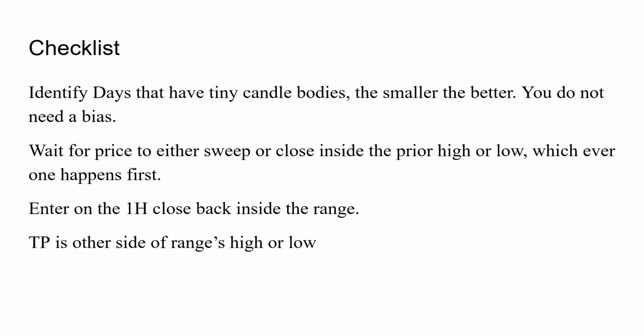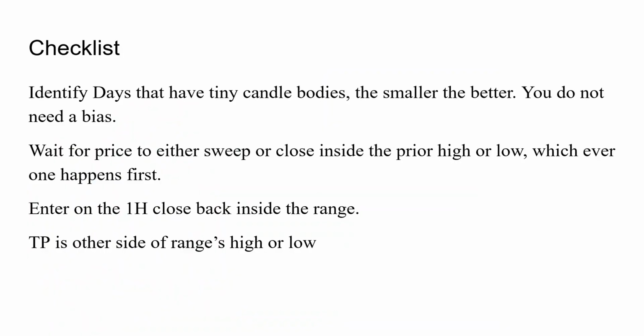All right, so here's the checklist, because this is very simple. A 2-year-old could trade this. First, you identify the days that have the tiny candle bodies. The smaller, the better. You don't need a daily bias for the next day. You don't care. What you're going to do then is just wait for price to either sweep or close inside the prior day high or low, whichever happens first, and you just take the opposite side of the trade. Ideally, your take profit is to the other side of the range, but sometimes it can break out. And you're going to take your trades on a 1-hour chart. So you just wait for price to either sweep or close inside the prior day high or low. It's a false breakout, to put it simply.